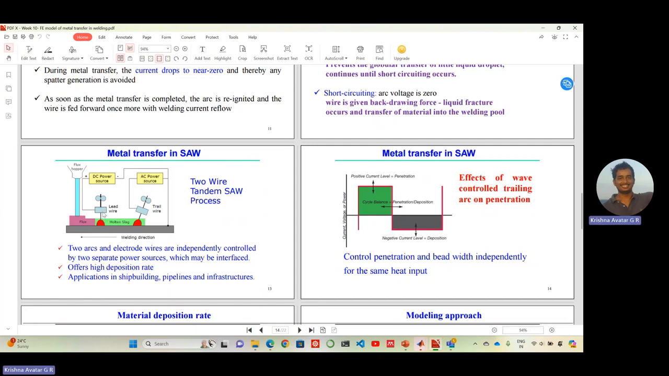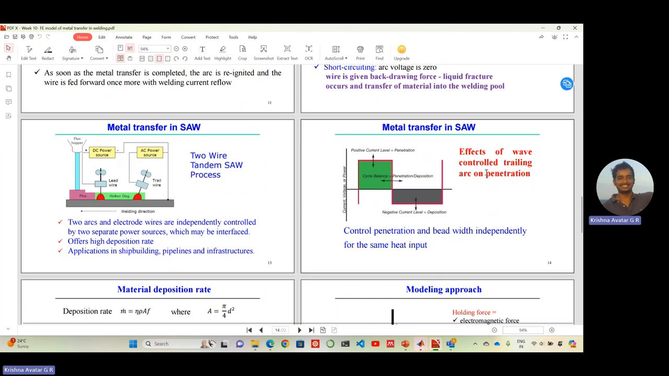Then this lead wire is melted and joins the pool. Likewise the trail wire, which in this case is powered by an AC power source. So this is the second arc which will be created here. And then here happens to be the flux hopper, so flux is provided through this mechanism. One advantage is that it offers high deposition rate, and it has applications in shipbuilding, pipelines, and infrastructure, all of which require high deposition rate.